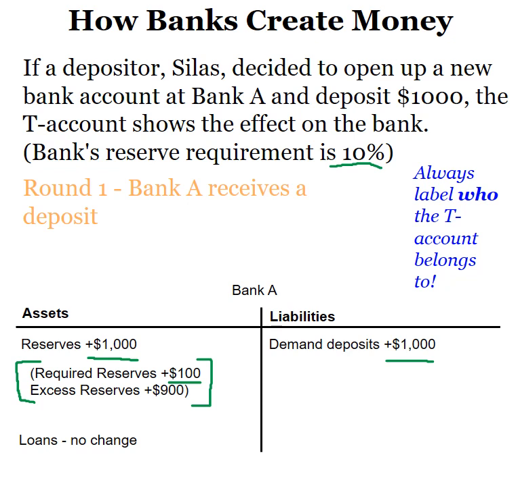Loans are also assets for the bank because they can use those things to make money, but they haven't loaned out his money yet. So in round one, loans haven't changed. If you need more time to set up the T account for round one, go ahead and pause here.